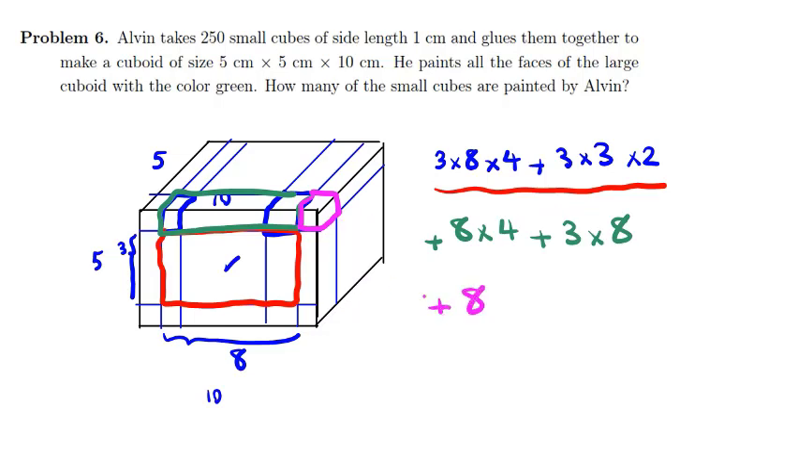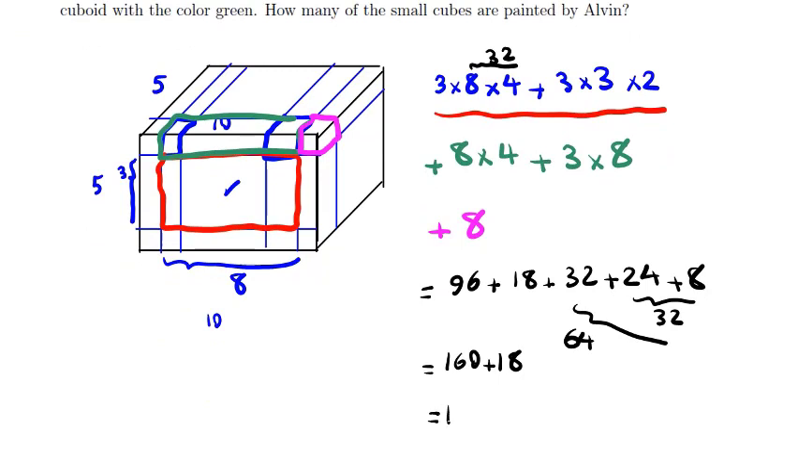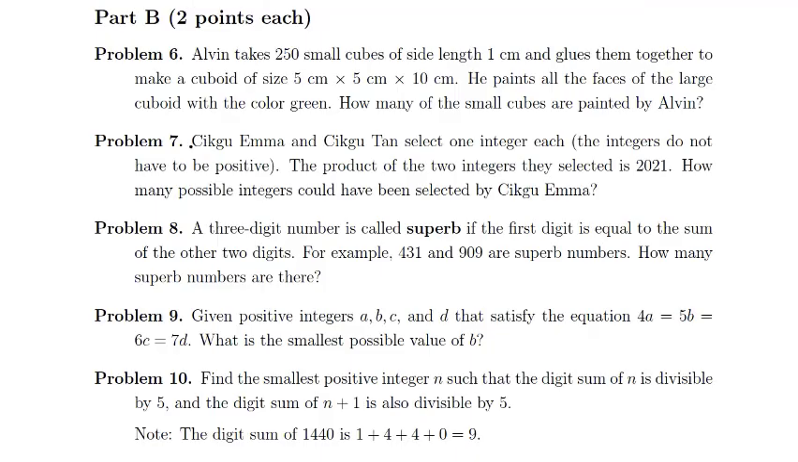And the last part, corners. How many corners do we have? 8. So the last answer is what? Let's calculate. 8 times 4, 32. 3 times 32, 96. Plus 9 times 2, 18. 8 times 4 is 32. 3 times 8, 24. Plus 8. So it will be 32. 32 plus 32, 64. 64 plus 96 is 160. Plus 18, which equals 178. So the answer of this problem is equal to 178.